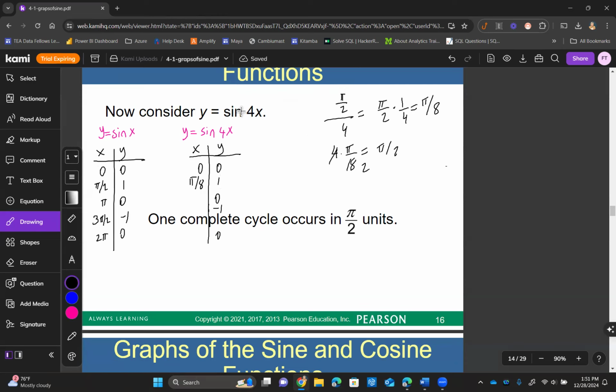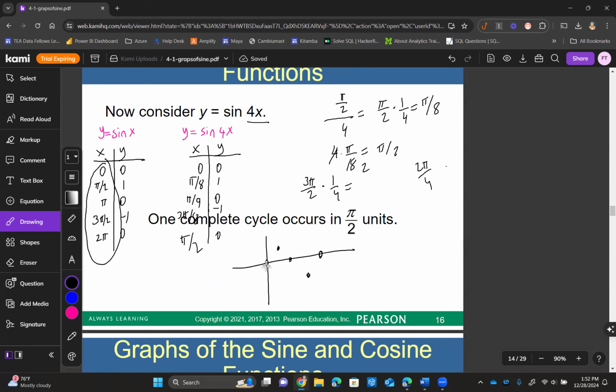now gets me pi over 2, and I will get sine of pi over 2, which will get me a 1. So when you have a number in front of the x, all these x values will be divided by 4. So I'm going to also divide pi by 4. I'm going to divide 3 pi over 2 by 4, and dividing by 4 means multiplying by 1/4. So that's 3 pi over 8. And then I'm going to divide 2 pi by 4, which will simplify to pi over 2. So the same y values that we're going to reach, which is 0, 1, 0, -1, 0.